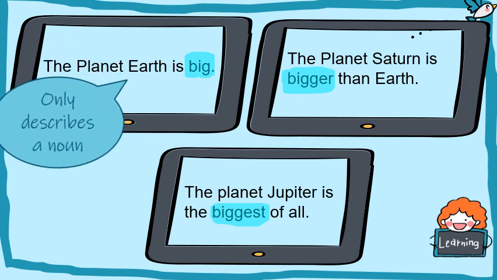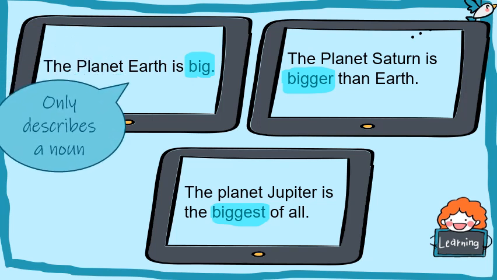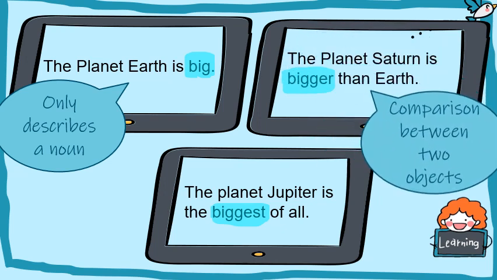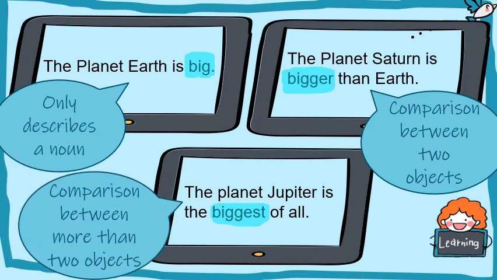The first sentence only describes a noun. There is no comparison at all in the first sentence. While in the second, there is a comparison between two planets, the planet Saturn and Earth. The third sentence is: the planet Jupiter is the biggest of all. How many planets do we have? 8 planets. So here the planet Jupiter is compared with the rest of the planets. So here the comparison is between more than two objects. I hope the difference is clear to you all. Let's move ahead.